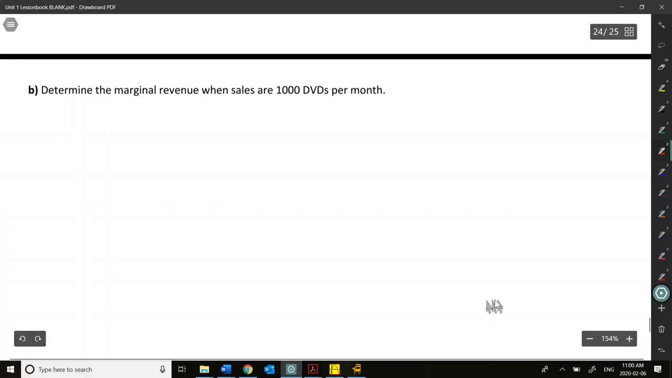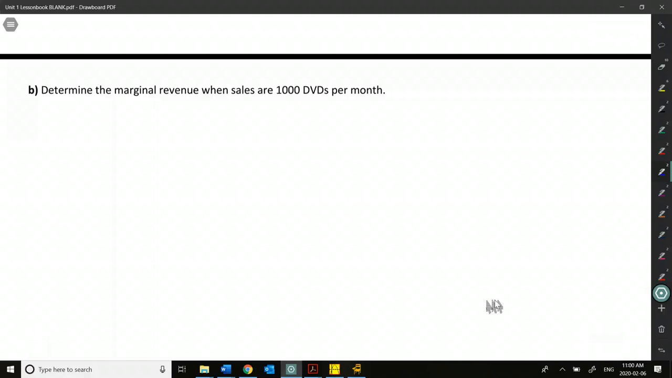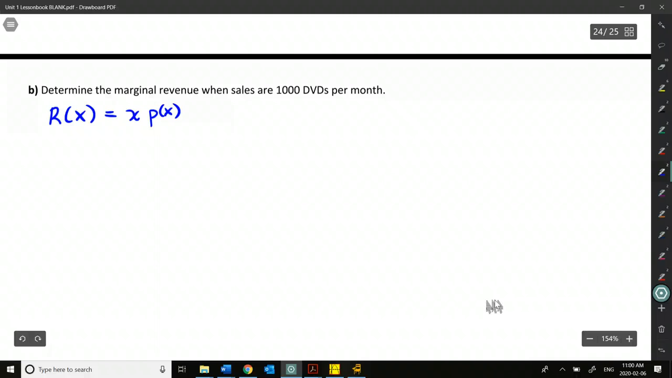Okay, determine the marginal revenue when the sales are 1,000 DVDs per month. So first, I need the revenue function, obviously, in order to find marginal revenue. So revenue is going to be equal to the price times the number of units sold. So if X represents number of units sold, it's just going to be X times the P at X function.